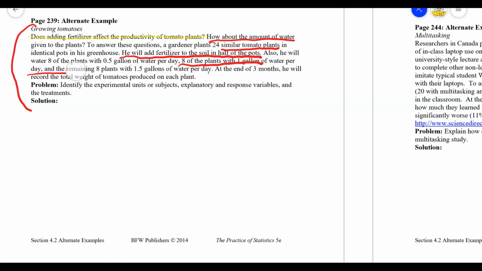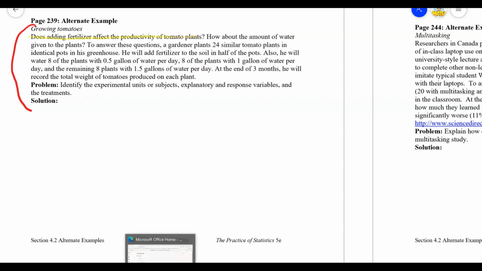Okay, so hopefully we're tracking with that, and we want to answer a couple of questions here now. All right. At the end of the 3 months, he's going to look at the total weight of tomatoes produced on each plant. So we'll take the plants, and I would imagine he's going to look at the treatments that they received and compare the results that way to see which one of these variables we think affected the most.